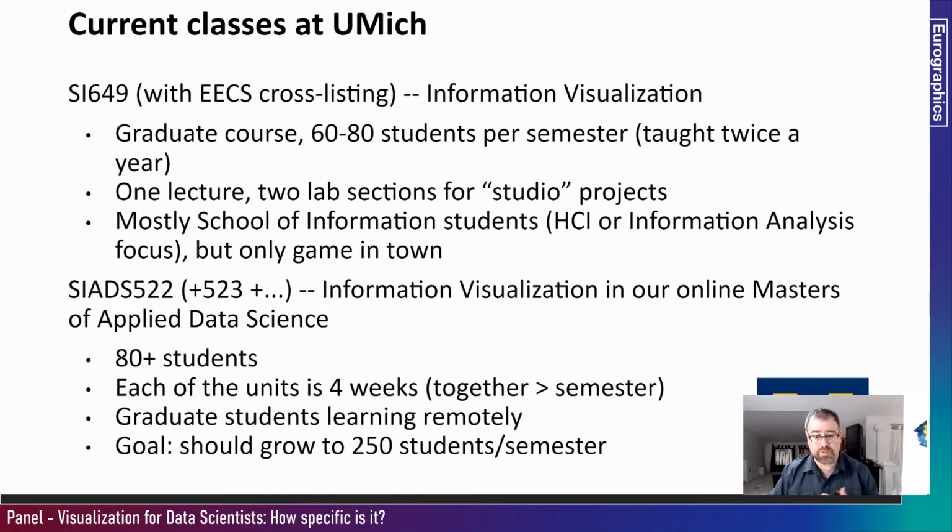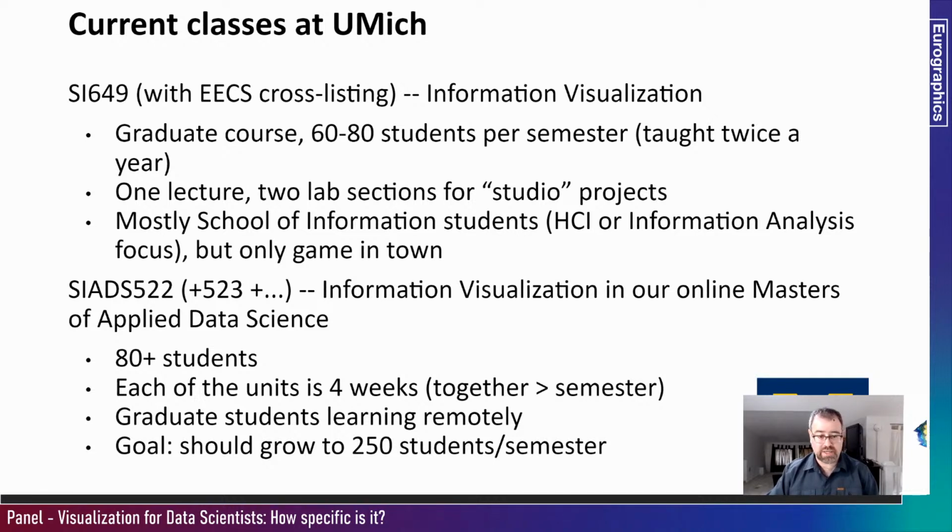It's mostly School of Information students, so people who are doing HCI or information analysis, but really it's the only InfoVis class across campus. While we have things like visual exploratory data analysis, which is more statistics focused, if you want to do information visualization, this is largely the only class. So it's recommended as an elective across lots and lots of different programs, including statistics and computer science.